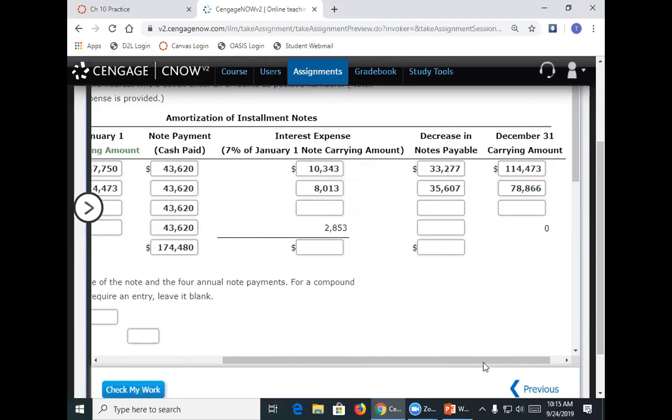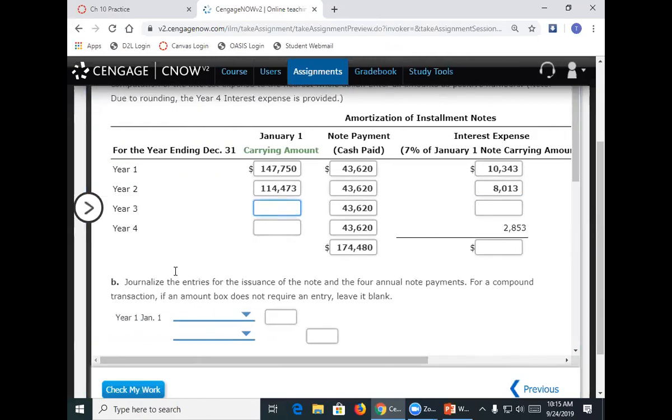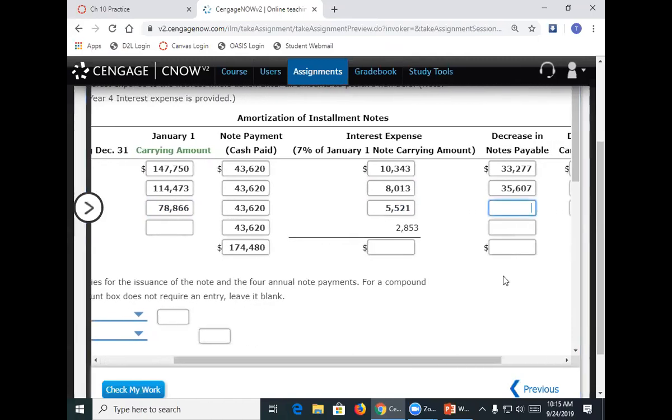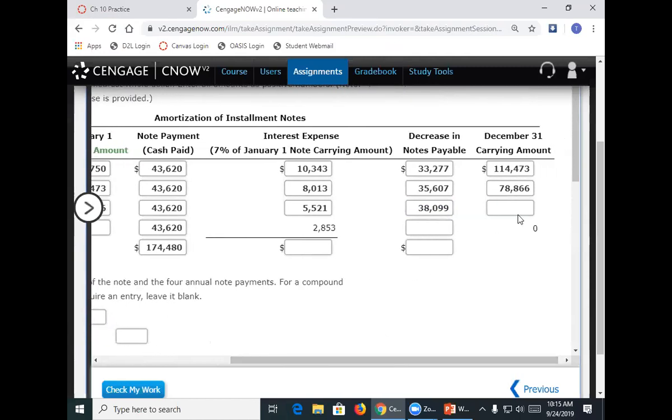And then we just do the same thing for year three. Our new year three carrying amount is $78,866. What's my interest in year three? Very good, $5,521. So my decrease in notes payable is $38,099. And then the carrying amount becomes $40,767.